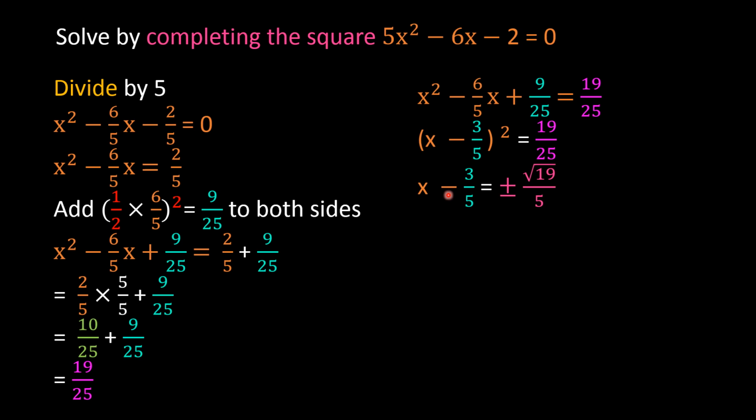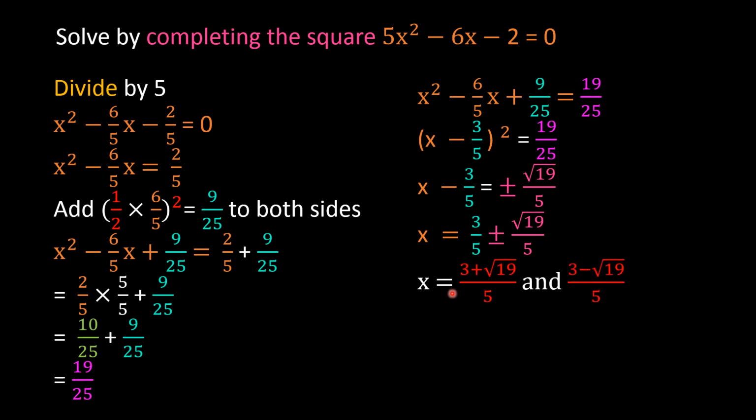Now we will take this minus 3 divided by 5 to the right hand side, so we get x equals 3 divided by 5 plus minus under root 19 divided by 5. Here the denominator is same, so we can directly add or subtract the numerator. We will get x equals 3 plus root 19 divided by 5 and 3 minus root 19 divided by 5. So these are the required roots of this quadratic equation by completing the square.